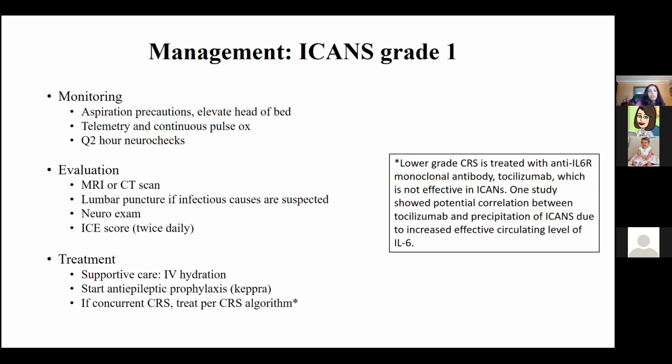And then for treatment, we usually do supportive care with IV hydration. We may start these patients on some anti-epileptic prophylaxis like Keppra. And if they have concurrent cytokine release syndrome, we would treat them according to the algorithm we have. So having CRS typically dictates what the patients are going to get for treatment. If they have high-grade CRS, we will go ahead and start them on steroids. We found that tocilizumab has not been effective in ICANS. It doesn't seem to be able to cross into the brain and to develop high enough concentration in the brain. So we have not used tocilizumab to treat ICANS.